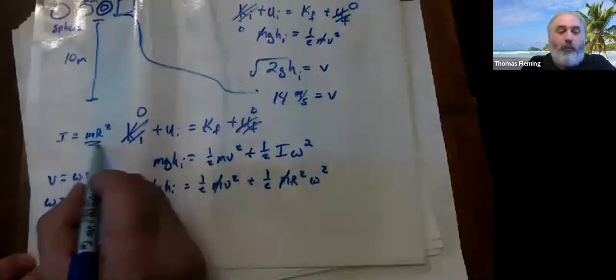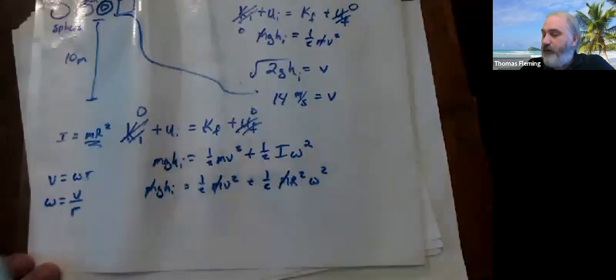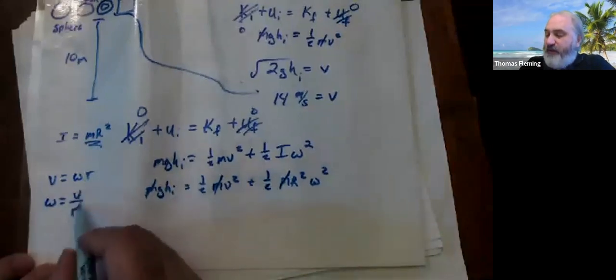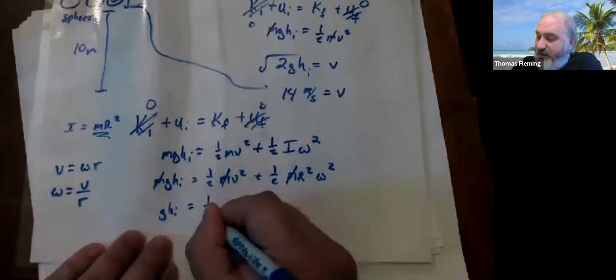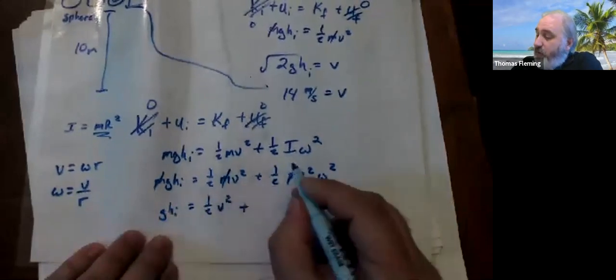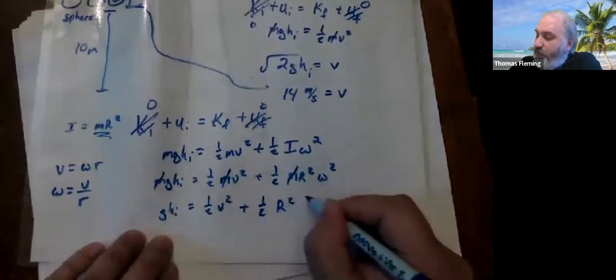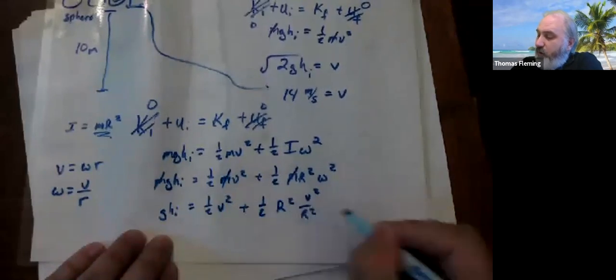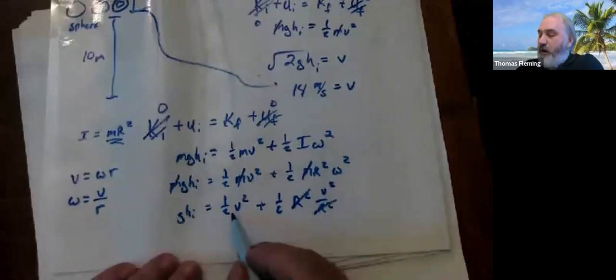We're doing the hoop right now, right? I assumed it was the hoop when I used mr squared rather than 1/2 mr squared or 2/5 mr squared or something else. But look what's going to happen. When I plug this in, I'm going to have gh initial equals 1/2 v squared plus 1/2 r squared times v squared over r squared. Oh, look, the radius of the hoop is going to cancel as well. So I end up with 1/2 v squared plus 1/2 v squared.